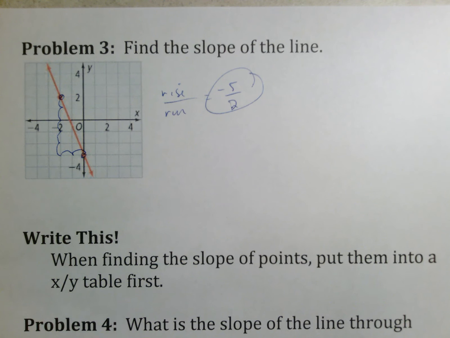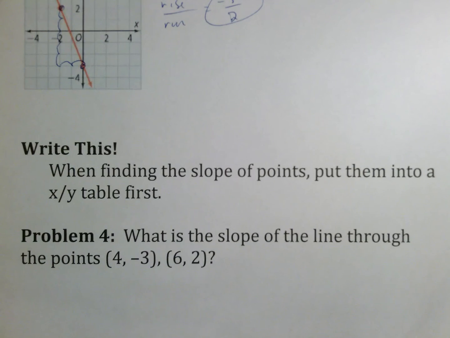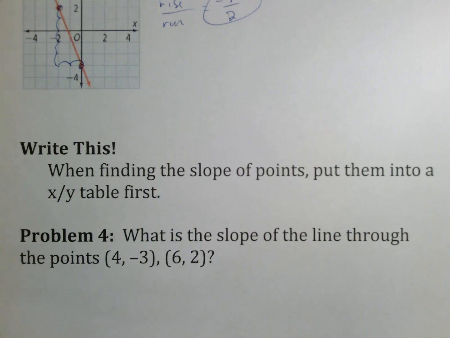Alright, that is how you do the slope of a line. Now you'll also be asked to do 2 points. So what it says on the right, this is your hint for how to do this.